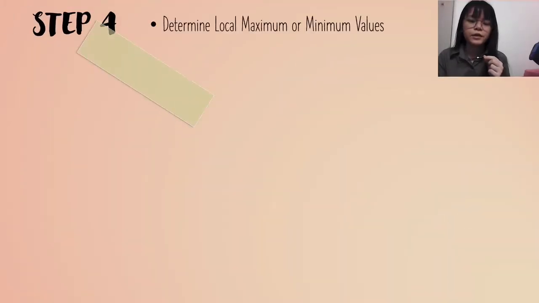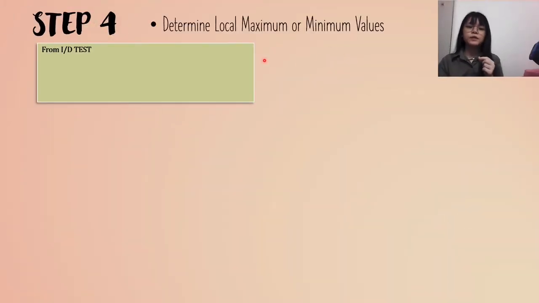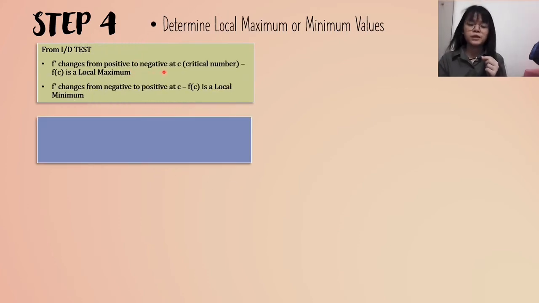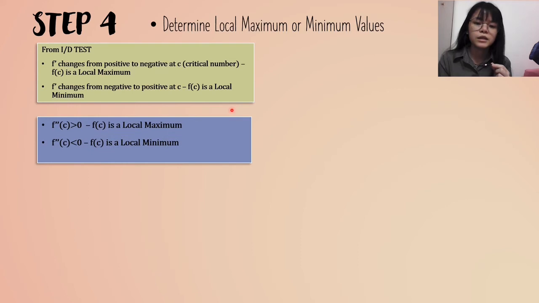Okay, step 4 is to determine local maximum or minimum values. From the I/D test, we know that if the first derivative changed from positive to negative at c, a critical number, then f(c) is a local maximum. If the first derivative changed from negative to positive at c, then f(c) is a local minimum. And here is another way to find the maximum or minimum.